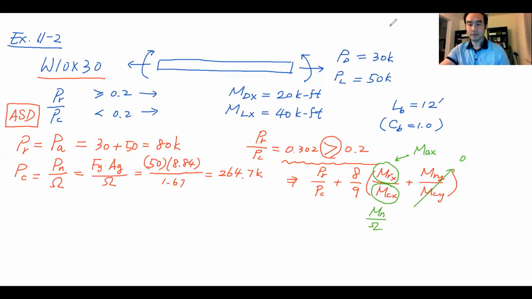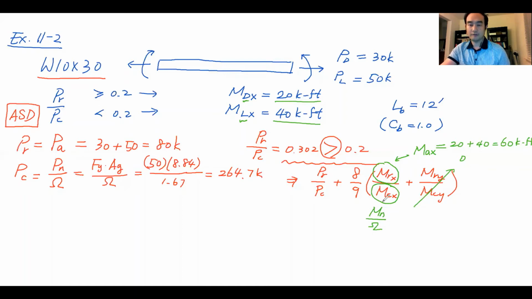So let's calculate this demand first, M max. Again, the moments are given as 20 kip-feet and 40 kip-feet for the dead load and live load. M max is equal to what? Just add them up together. So 20 plus 40, that will be 60 kip-feet. So that is going to be our moment demand, which is easy.